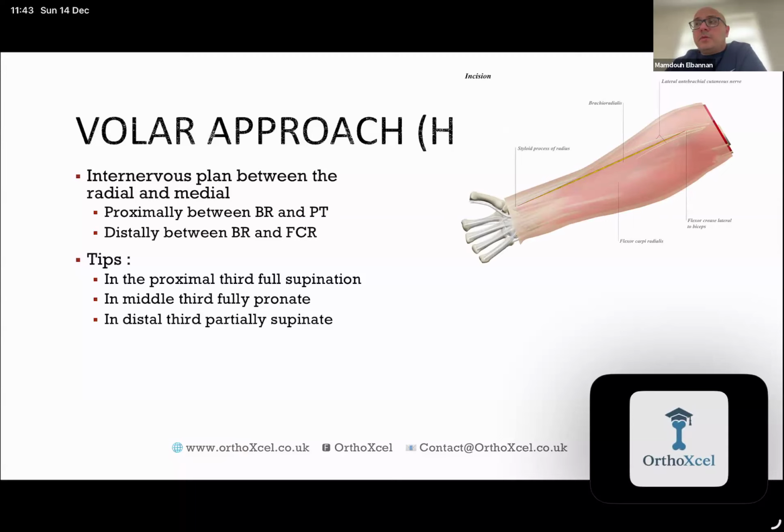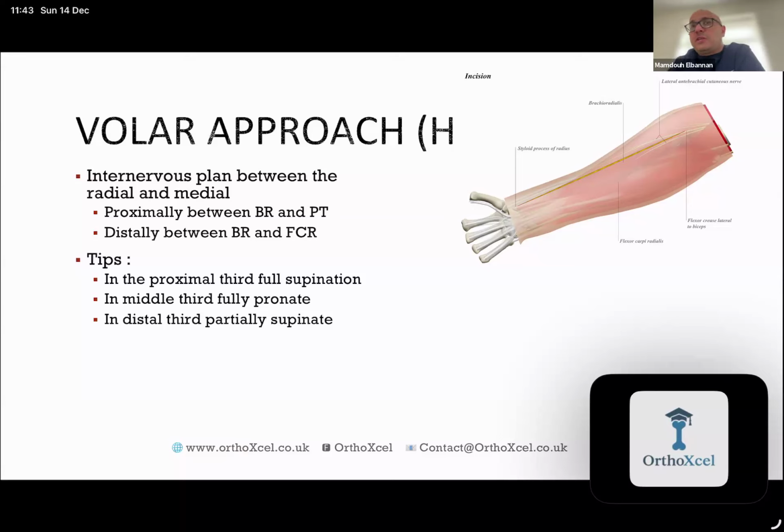The most important point: if I'm dealing with a proximal third fracture, then I need full supination of the forearm because this will protect my posterior interosseous nerve. If I'm dealing with the middle third, I need to release the pronator teres and I need full pronation. If I'm dealing with the distal third, then it will be partially supinated. So for the proximal and the middle third, I need these two points.